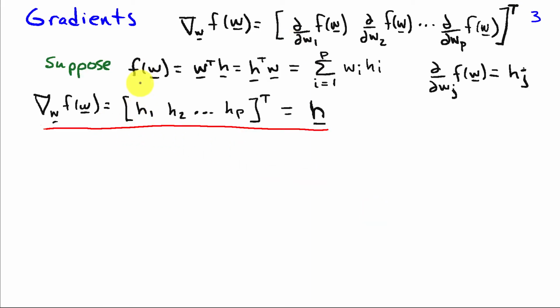So let's suppose we have a function which is linear in w. In other words, the inner product of w and some vector h, and I can write that inner product as w transpose h or h transpose w. These are identical functions, so the gradient should be identical whichever order I do the inner product. We can write that out as the sum i equals 1 to p of w_i times h_i. So if I look at differentiating this sum with respect to one value of w, say the jth value of w, all the other terms in this sum are going to go away. And when I take the derivative, I'm just going to be left with the jth value of h.